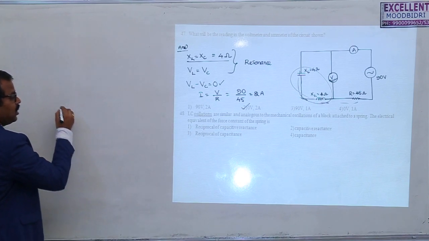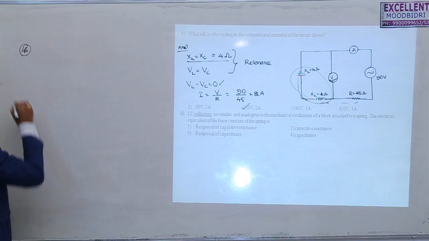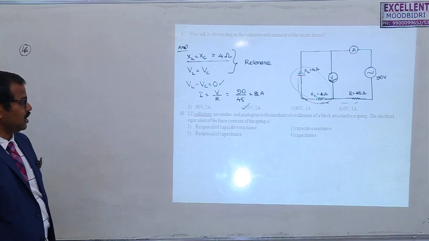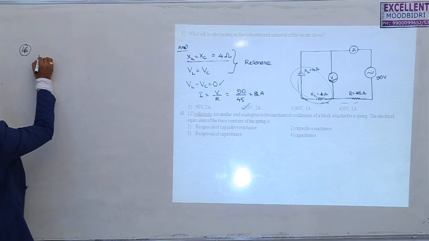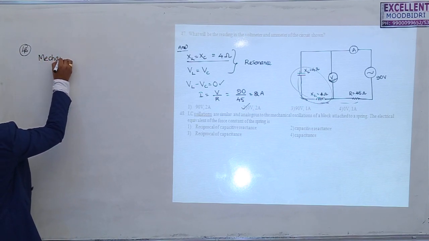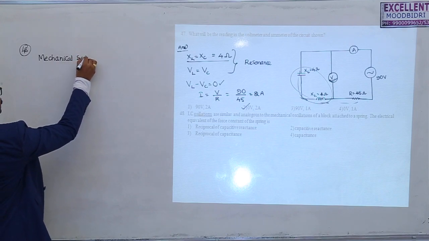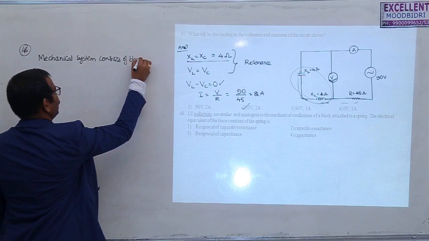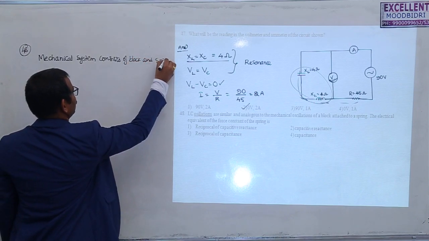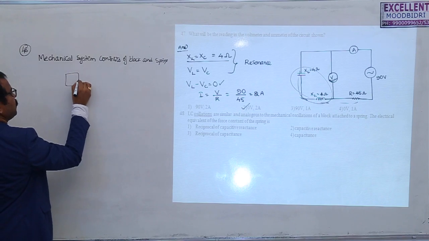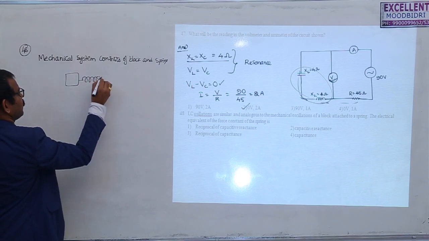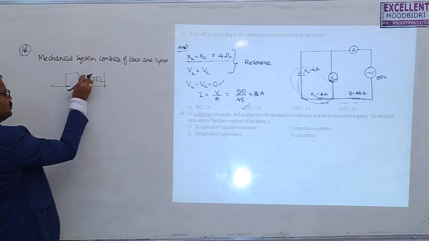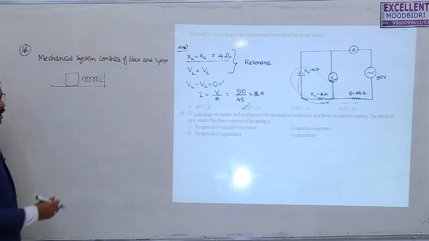Now 48. LC oscillations are similar to mechanical oscillations of a block attached to a spring. The electrical equivalent of the force constant of the spring is dash. First let me take the mechanical system, which consists of a block and a spring. Let us say this is the block and this is the spring here. When the spring is stretched and released, it will move the block.